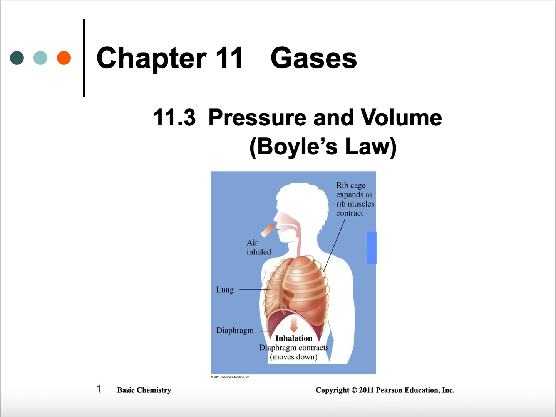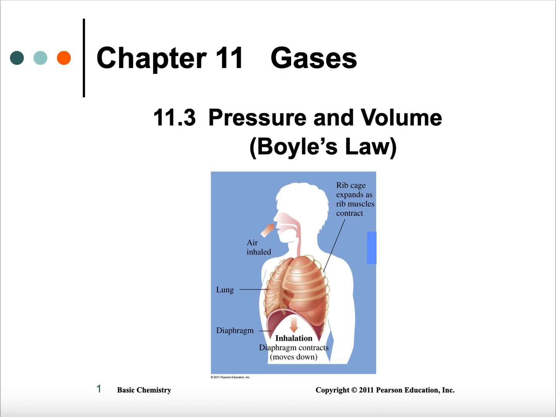This is section 11.3 on Boyle's law. So we're doing the gas laws in this chapter, and this is the first one that has a scientist's name attached. And it is a relationship. It's a very simple equation, a very easy relationship between the pressure of a gas and the volume of that gas. So if the pressure is higher, the volume changes.